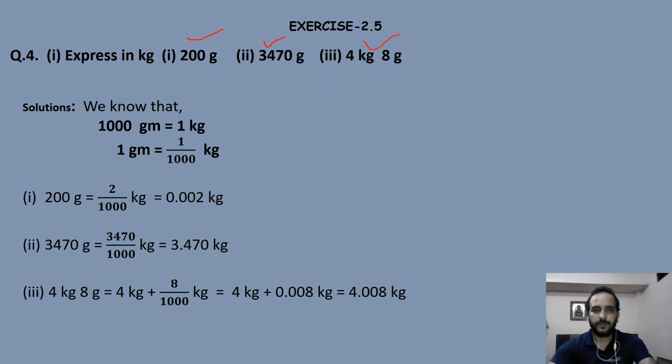Now we have to convert in kilogram, so we need to know the relation between gram and kilogram. So how many gram makes 1 kg? 1000 grams make 1 kg here, and if you want to know how many kgs are there in 1 gram, so here we have 1 gram is equal to 1 upon 1000 kg. One thousandth of a kg is equal to 1 gram here, and in decimal you can write it as 0.001 kg.